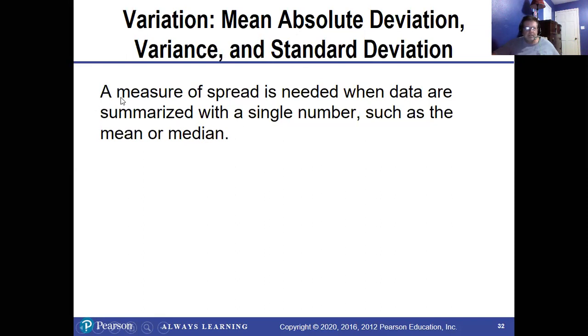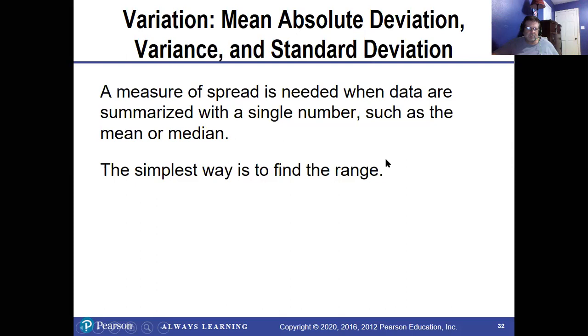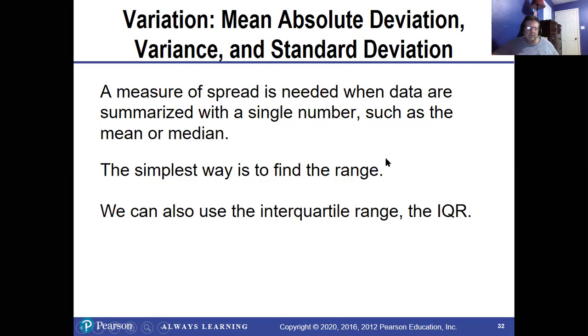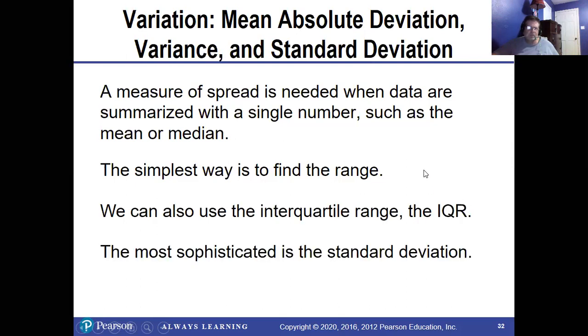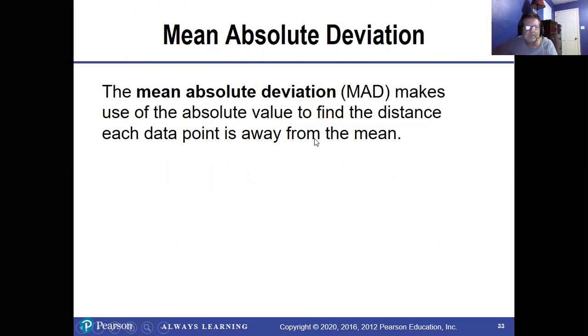A measure of spread is needed when data are summarized with a single number, such as a mean or a median. The simplest way is to find the range. You can also use the interquartile range, which we've already learned. The most sophisticated is the standard deviation, which you've seen with things like your SAT scores. We'll talk about standard deviation later.